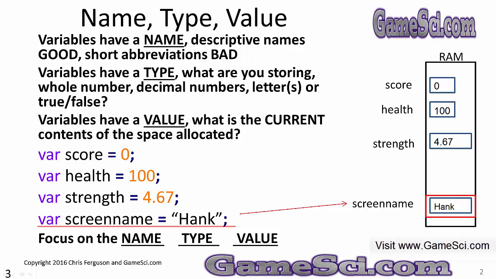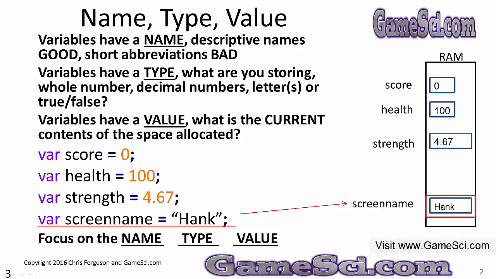But again, looking at this variable, I can tell three things. The name of the variable is screen name. The type is going to be a string. I'm going to store letters in this variable. And the initial value, or the current value, is going to be Hank.